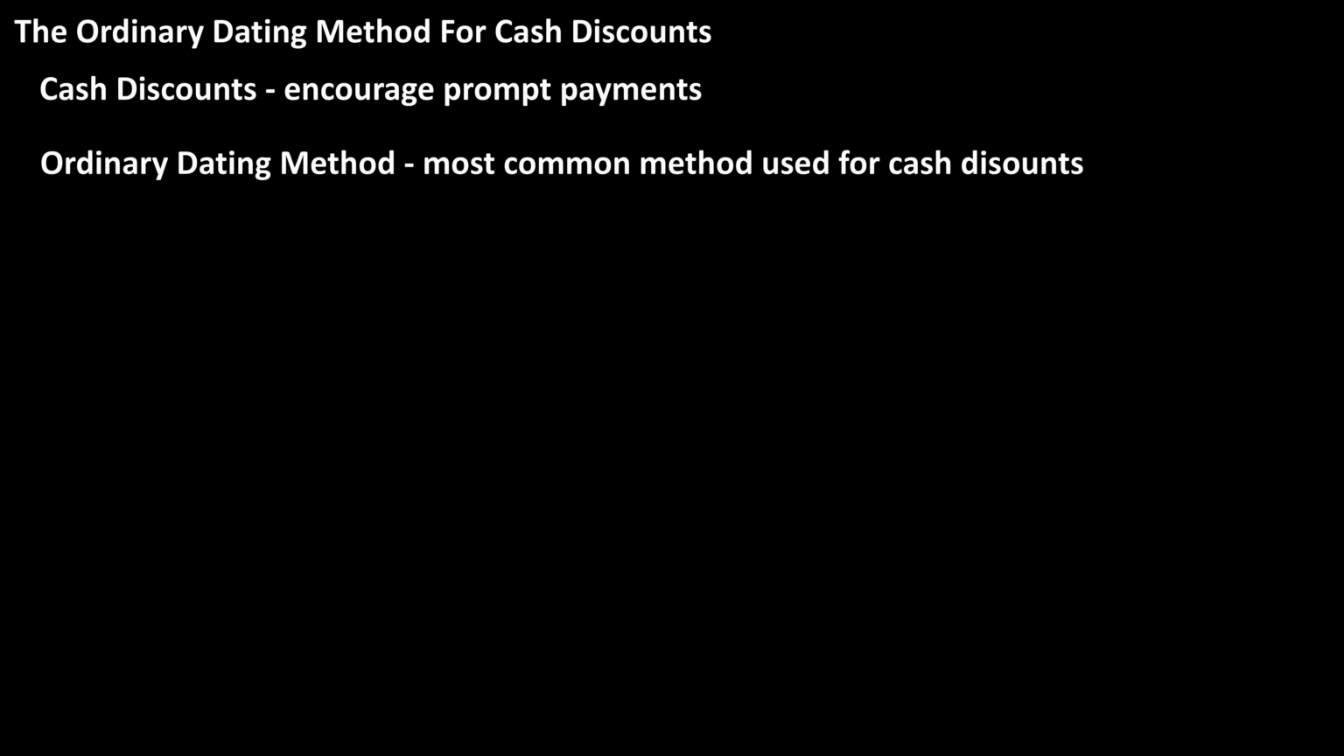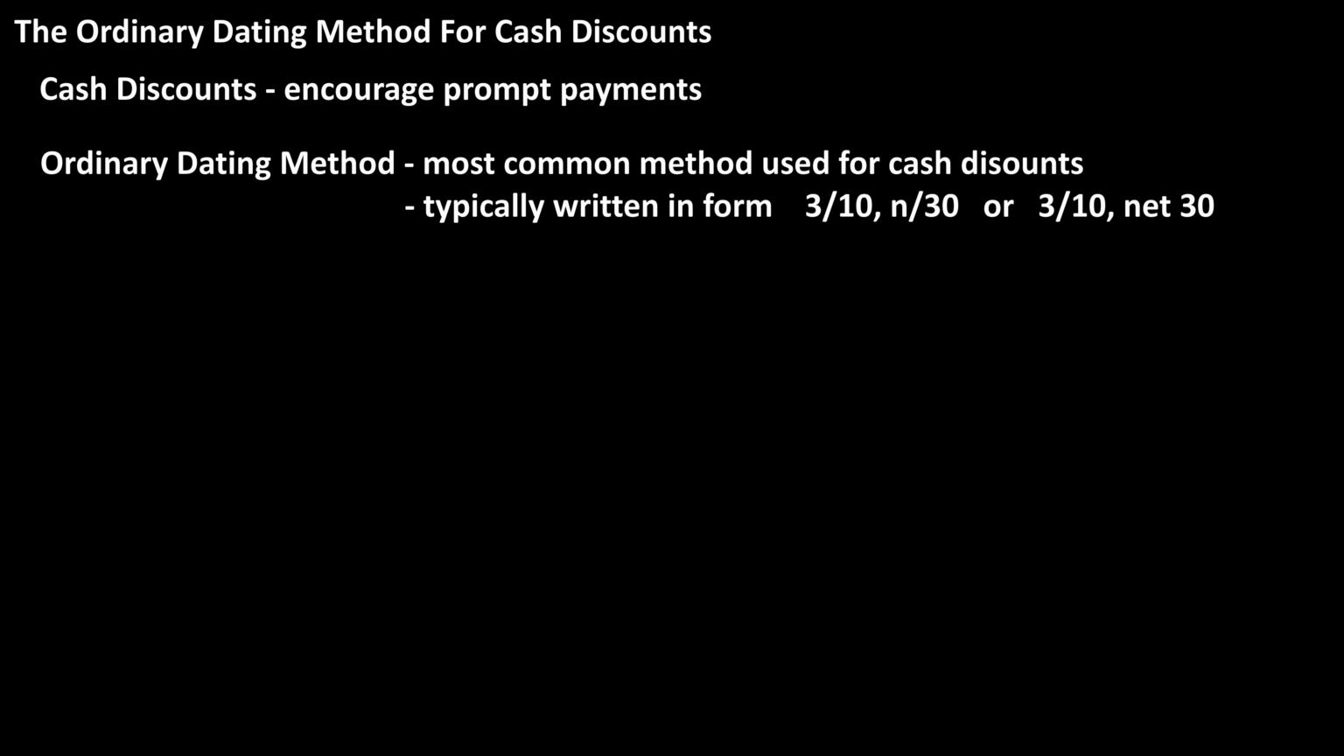In business, cash discounts are offered to encourage prompt payments. The ordinary dating method is the most common method used for cash discounts. It's typically written on an invoice as something like this. This is read as 3, 10, net 30.